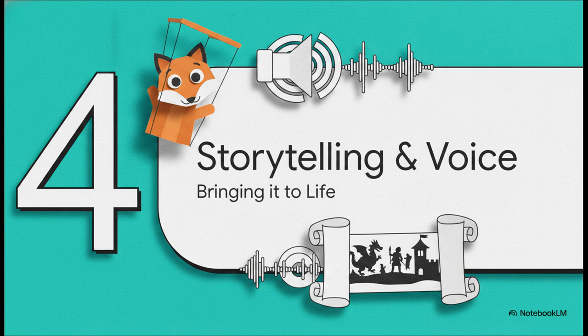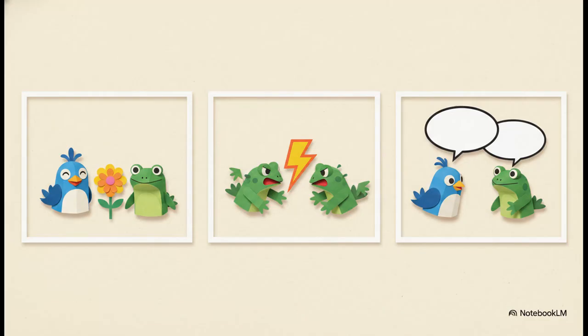Section 4. Storytelling and voice. Bringing it to life. Look, a puppet is nothing without a story. This is the stage where we truly activate our creations. To put on a show, you need to write a simple script. And every good script needs 3 basic parts.